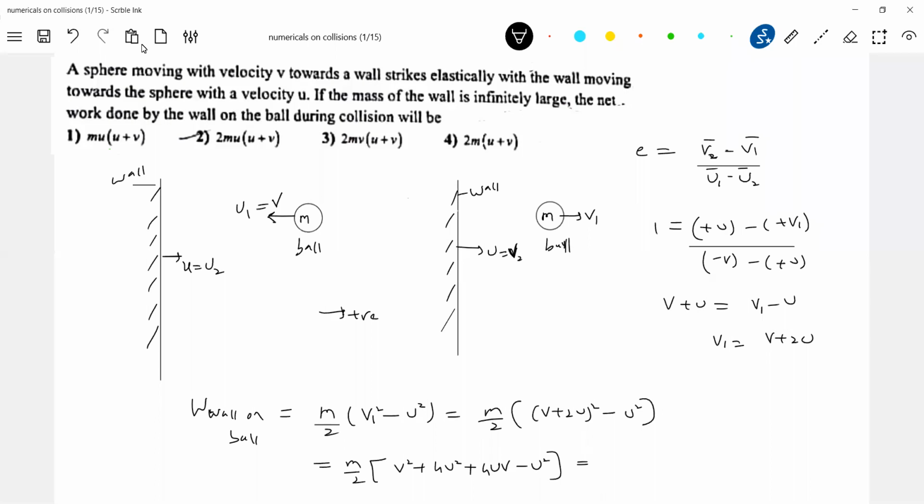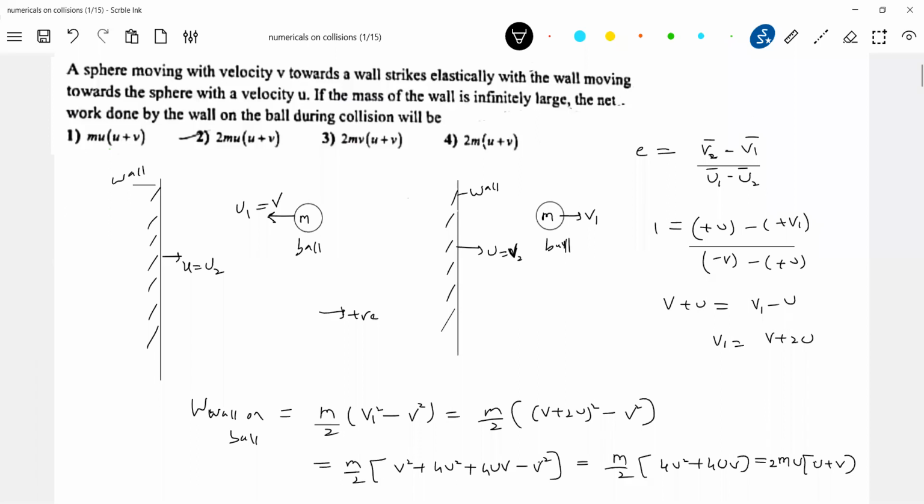Correct, no? Expansion of v square. Sir, that's not u, sir. It is v. Yes, sir, it is v. This is v, no? Okay. So these two will get cancelled. So this will be m by 2 times 4u square plus 4uv. So 2u we can bring outside. So 2mu will come. Check, this should be the answer.